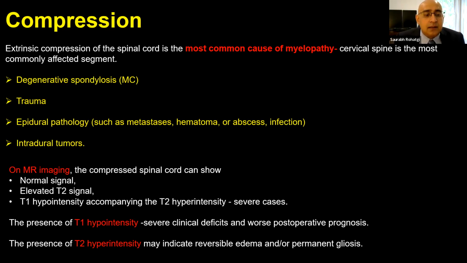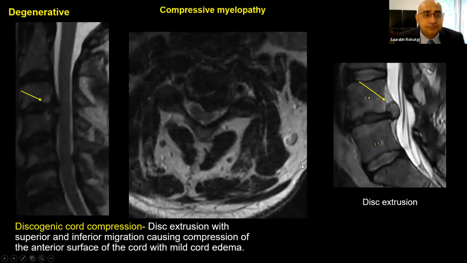On MR, a compressed spinal cord could have normal signal, an elevated signal, or may have T1 hyperintensity with accompanying T2 hyperintensity, which, in severe cases, has worse prognosis because at that time point, the patient already has cord myelomalacia. So amongst the compressive causes, degenerative is the main bucket of diseases which can cause extrinsic cord compression.